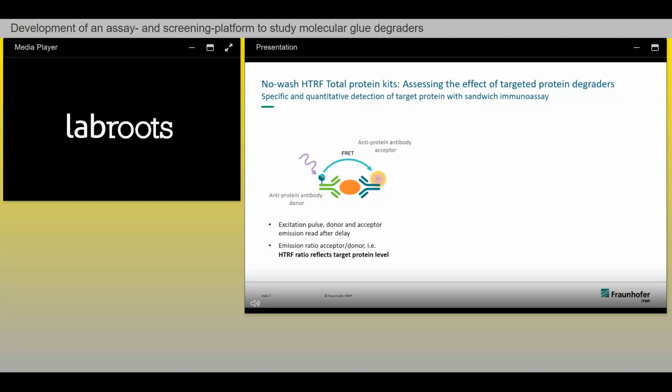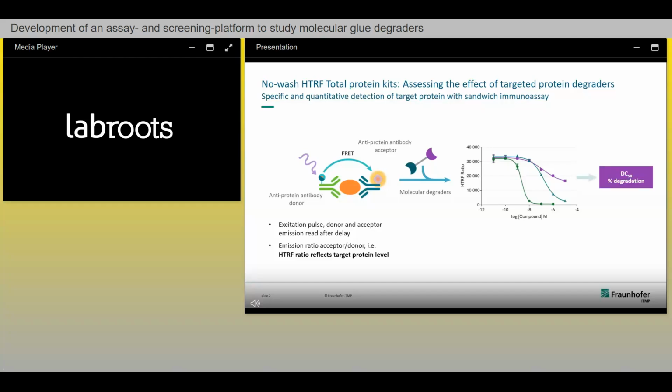So we can have a cell-based assay, we can lyse those cells after treatment, and we can directly detect the protein level with this FRET pair labeled antibody pair. If we have a molecular degrader present, we will see the depletion of the target protein directly reflected in the HTRF ratio that we read. That's the FRET ratio that we read on our plate reader, and we see a dose response of the molecular degraders that we analyze here.